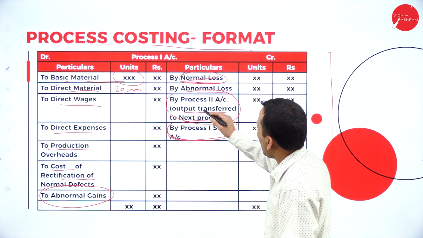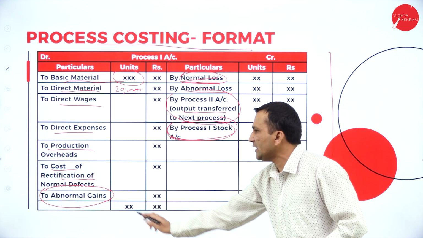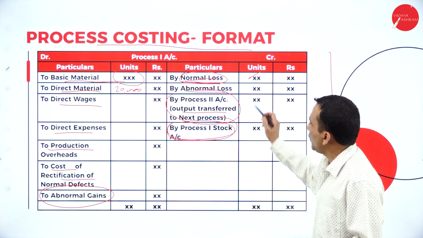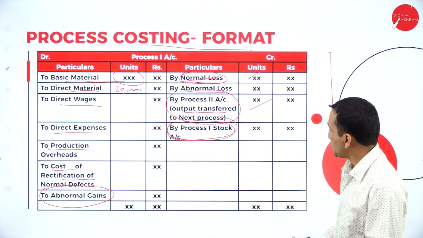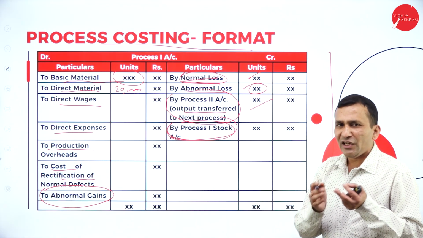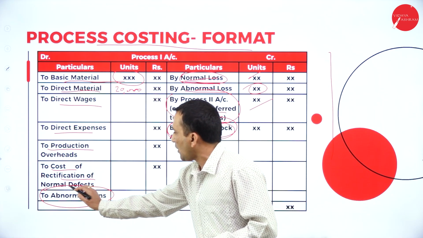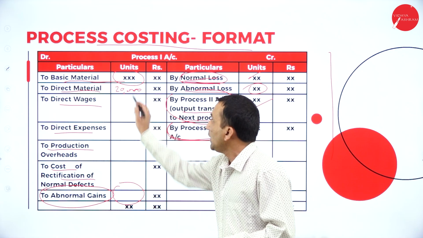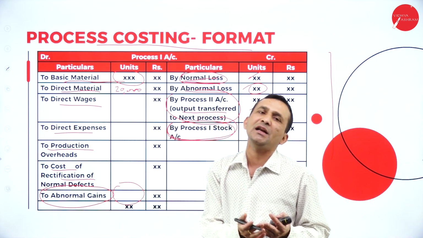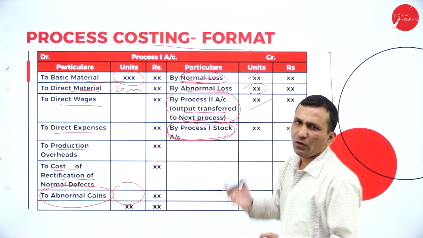So assume the debit side is more. When you subtract the credit side units, normal loss unit and process transferring output, the difference is a balancing unit. Again, the rate we need to find out. In case credit is more and debit is less, obviously we are getting the balance unit for the debit side, which is nothing but abnormal gain. When you get a debit side balance, abnormal gain. When you get a credit balance, abnormal loss.